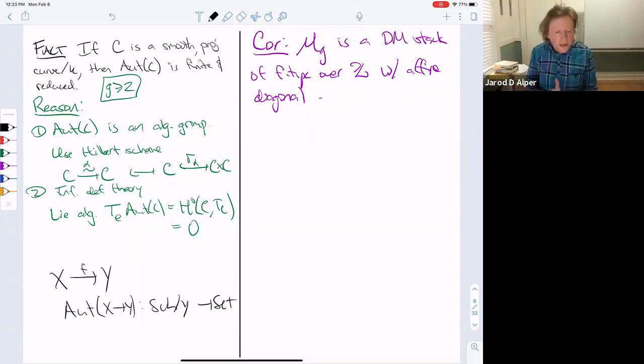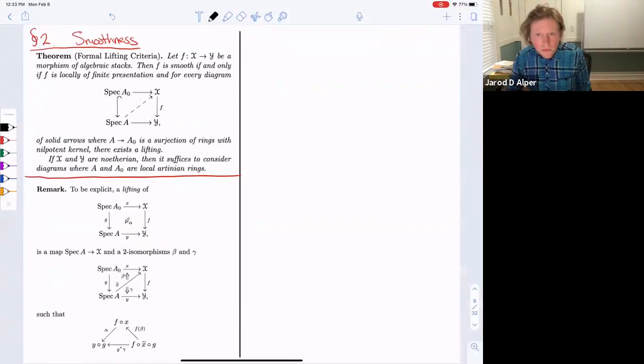Right, so the other two things I'd like to do today are to discuss smoothness as well as properness. So let's just get at it. So I'm going to introduce smoothness.